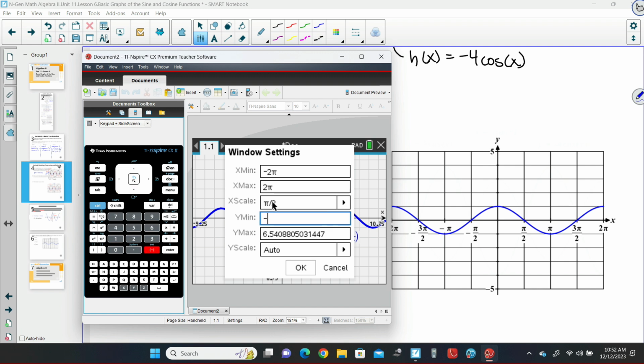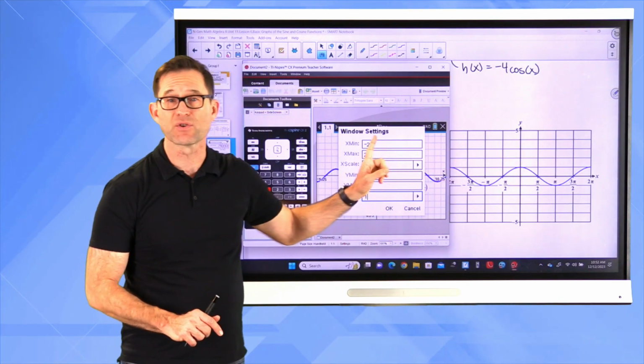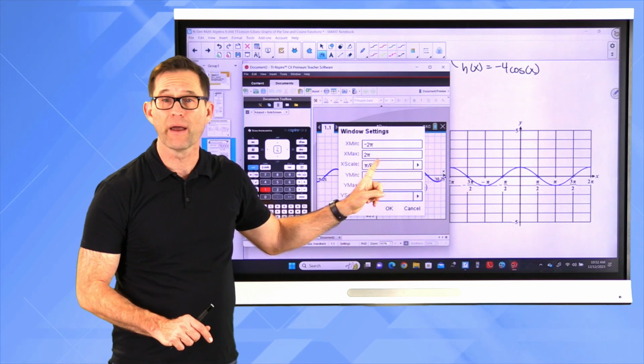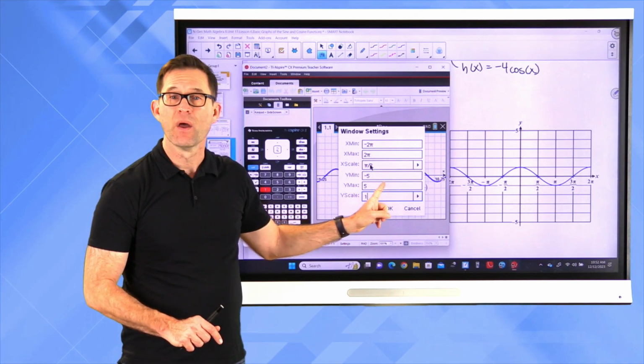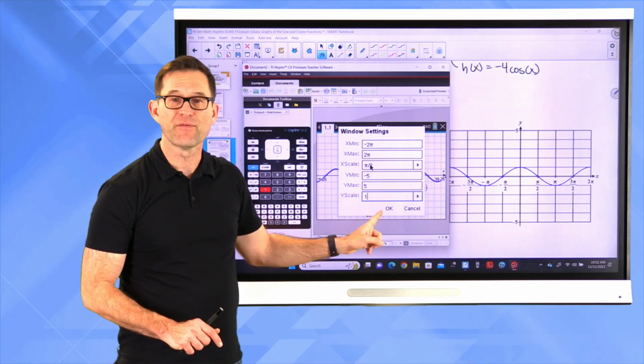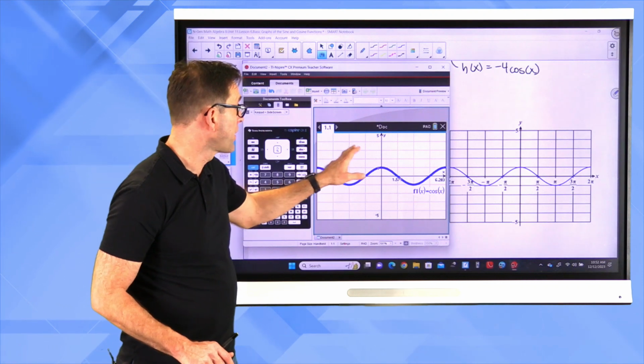Along my y-axis, I'd like it to go from negative 5 to 5, and I'd like it to go by 1s. Okay, so again, let me just be very clear. My graph settings, I want it to look exactly like this graph. This graph goes from negative 2 pi to 2 pi. Along the x-axis, it goes by pi over 2 increments. My y-axis goes from negative 5 to 5 by 1s. I hit OK, and I've got my graph.